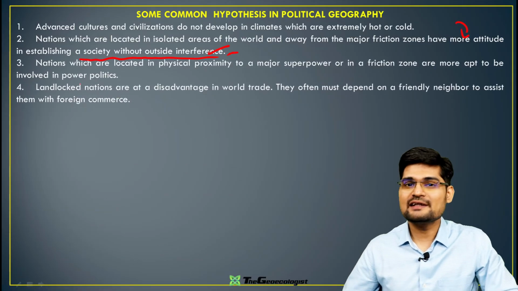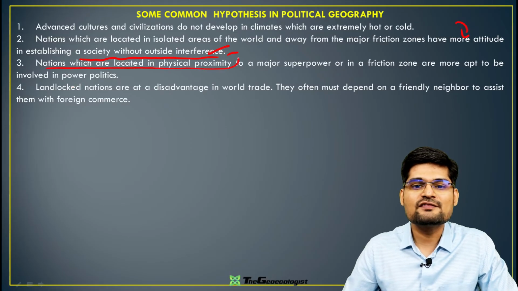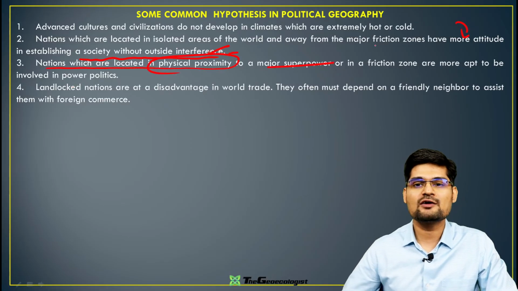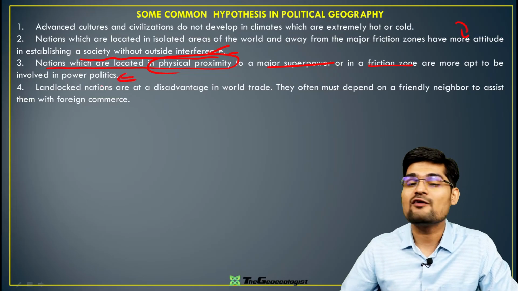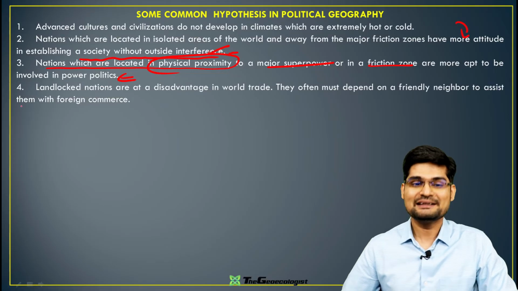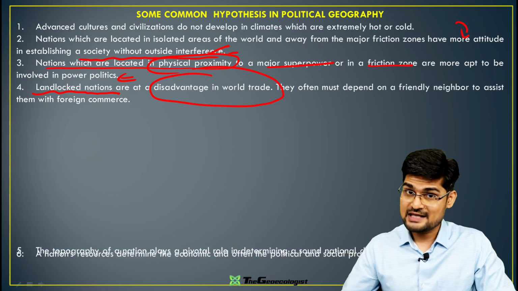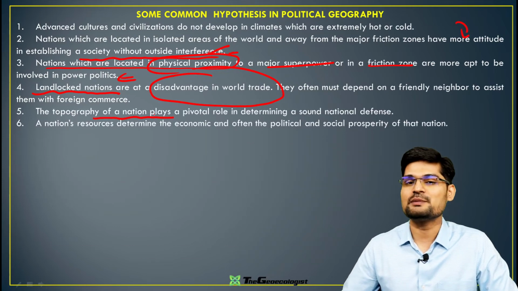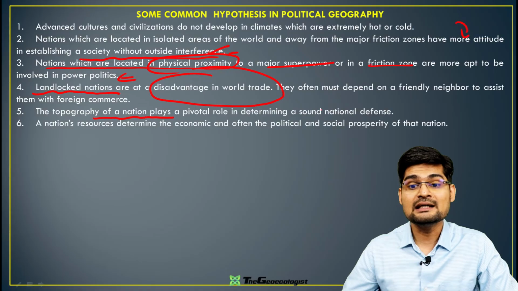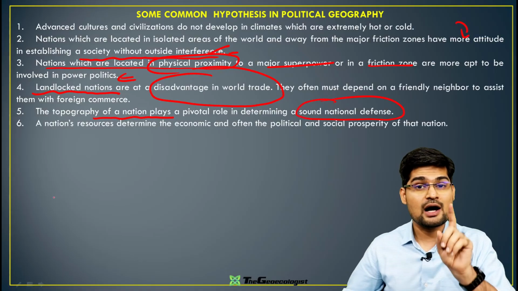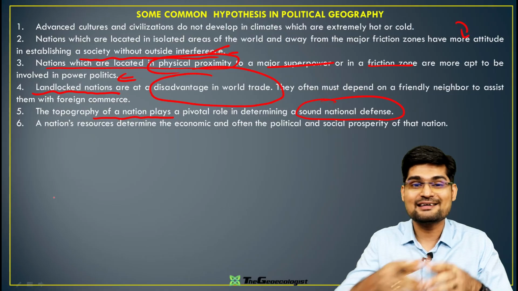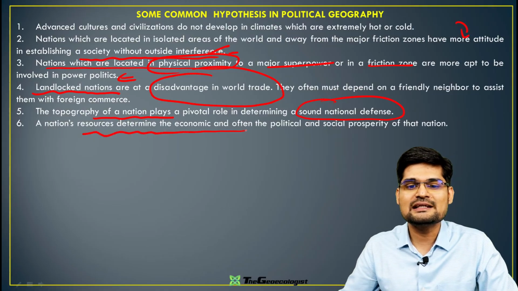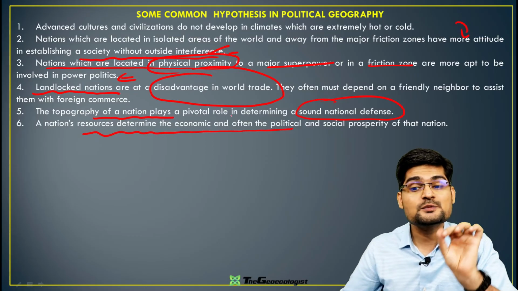The next hypothesis: nations which are located in physical proximity to a major superpower or in a friction zone are more apt to be involved in power politics. Do you see that happening in the world? Then look into this: landlocked nations are at a disadvantage in world trade. Check it. Further, the topography of a nation plays a pivotal role in determining sound national defense. So how are topography and national defense related? Do you have some examples? Look into these areas. Then, a nation's resources determine the economic and often the political and social prosperity of the nation.